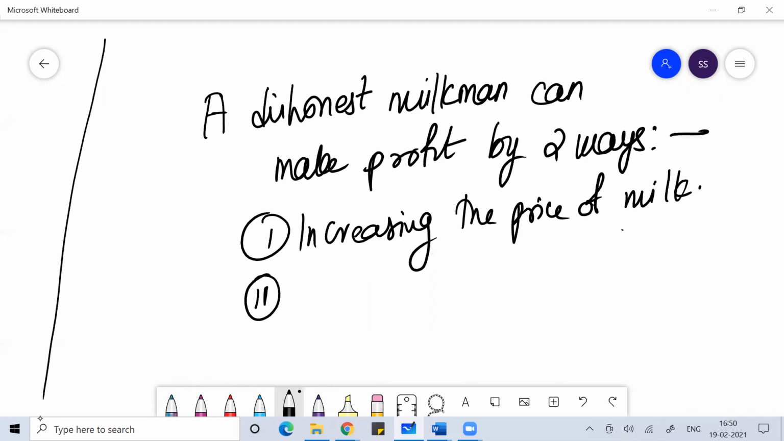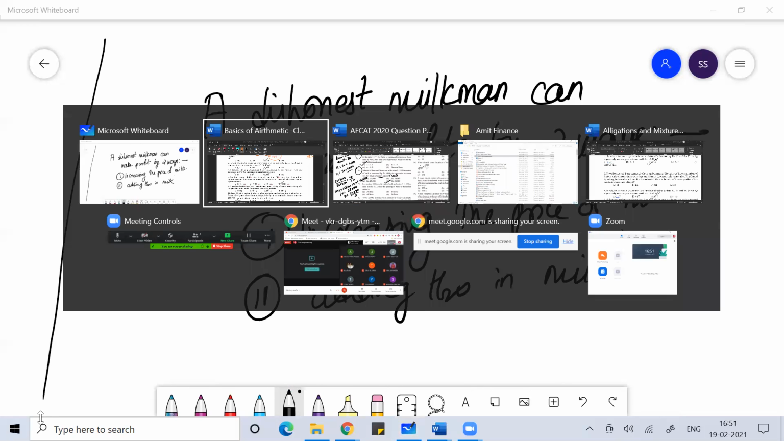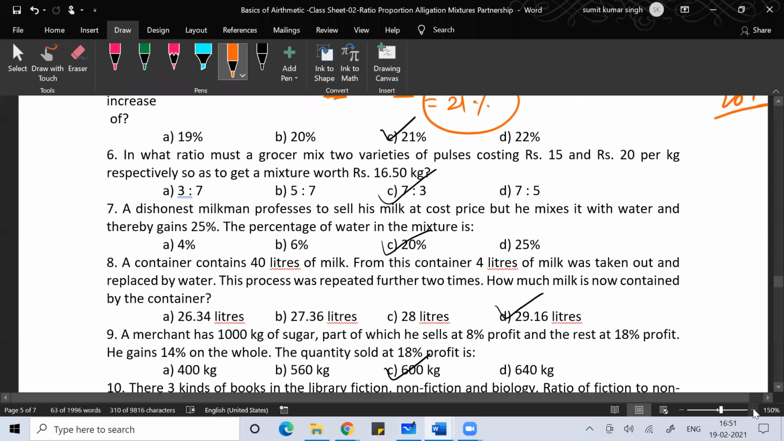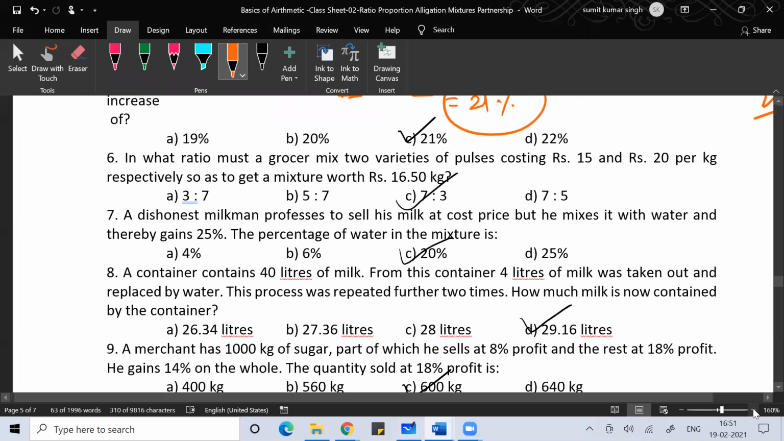The other way a milkman can make a profit is by adding water. These are the two ways by which a milkman can make a profit. There is no other third way. So a dishonest milkman professes to sell the milk at the cost price, but he mixes with water and thereby gains 25%.